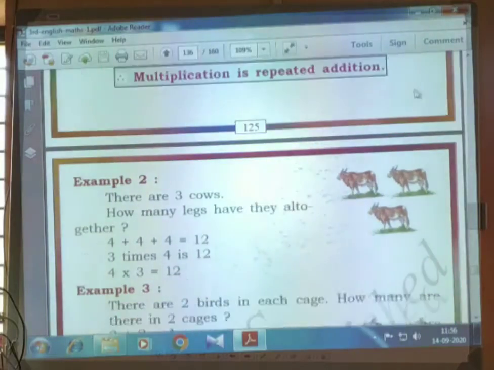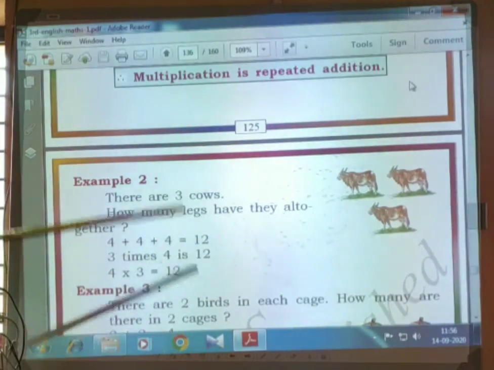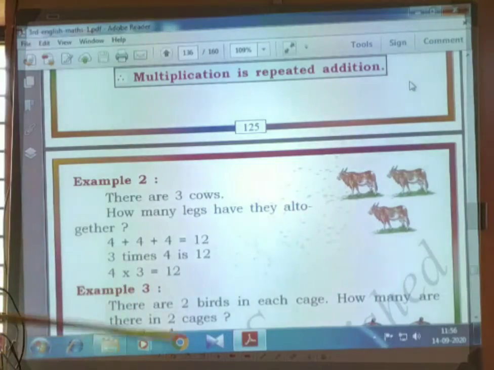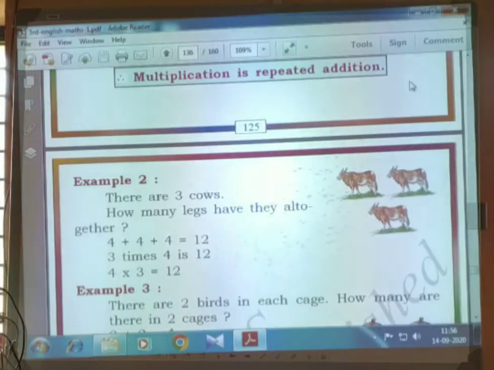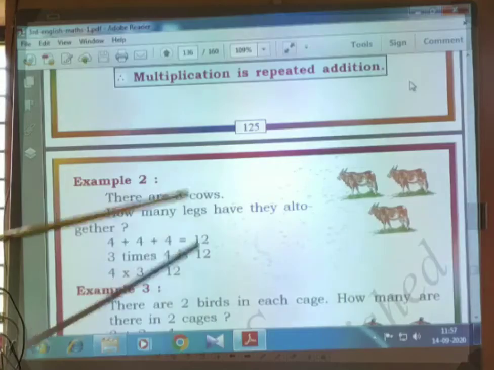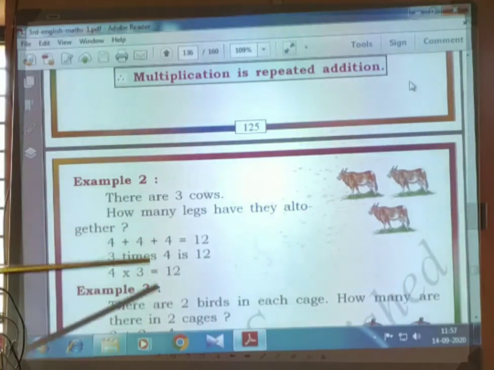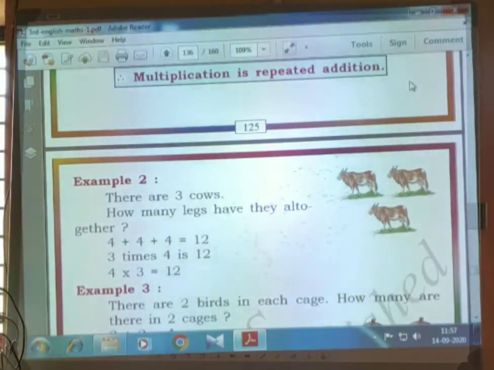Another example, there are 3 cows. How many legs have they all together? In this picture can you see 3 cows are there. In one cow how many legs are there? 4. You have to add 4. How many times? 3 times, because they said you 3 cows. 4 plus 4 plus 4 is equal to 12. 3 times 4 is 12. Then what is the multiplication form? 4 into 3 is equal to 12.